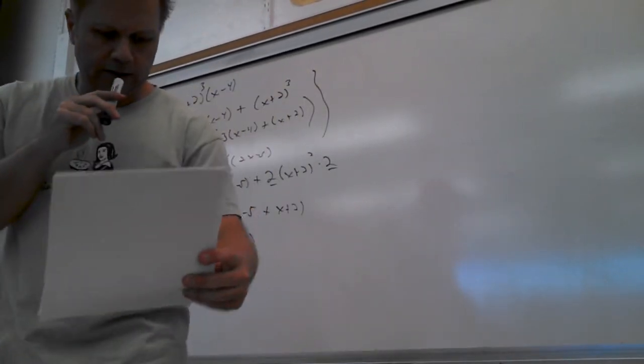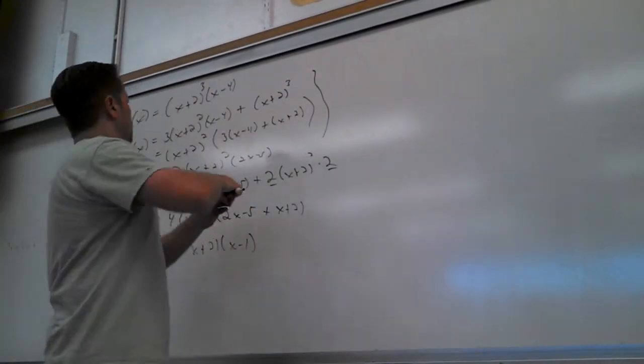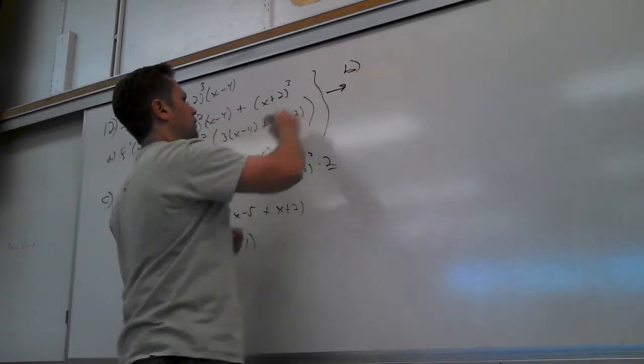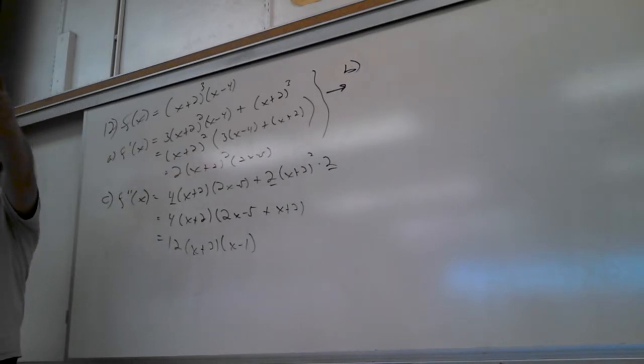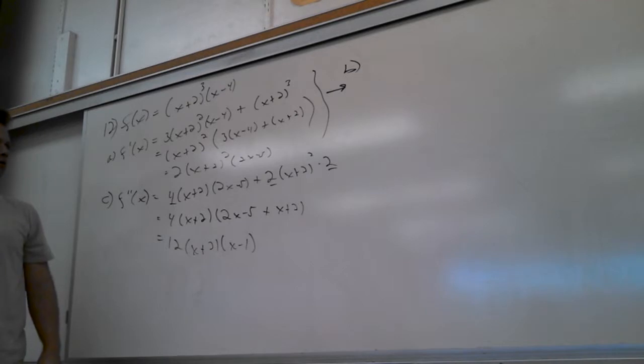Where am I at? So part B, intervals of increase, decrease. So of course to find that, so part B I'll put right there because it uses this. Where is the derivative 0? Where's the slope horizontal? 0 and 5 and negative 2.